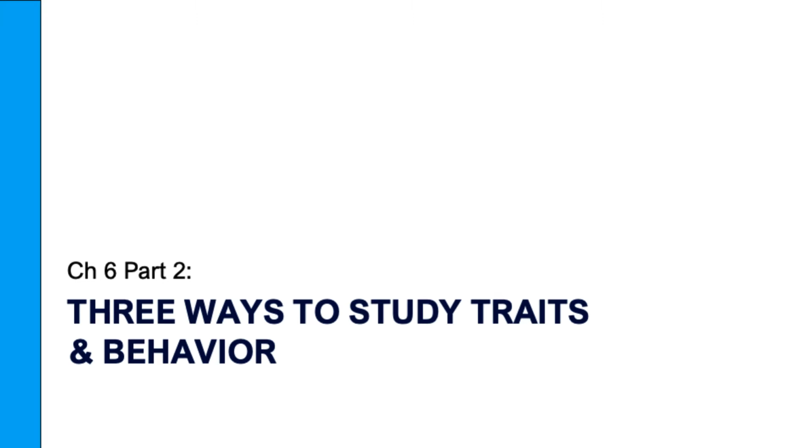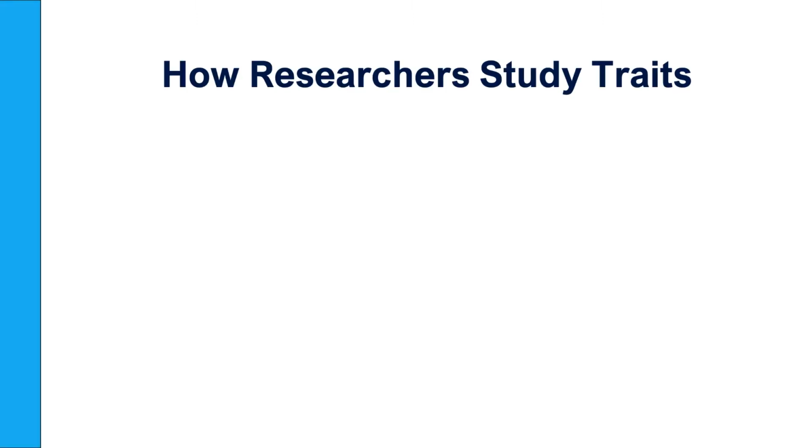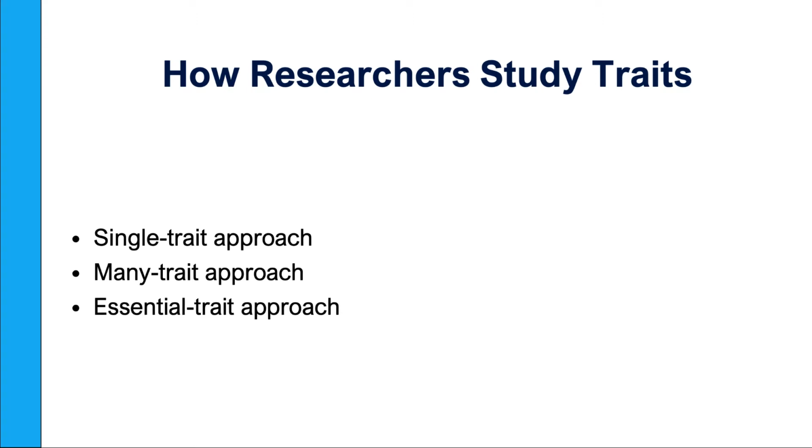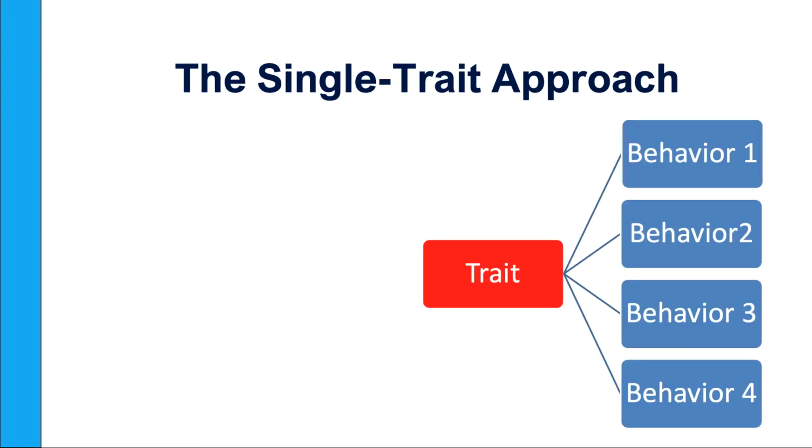I'm back to talk about some of the research methods that are used to associate personality traits and behavior. There are several ways that researchers study personality traits. The ones I'm going to talk about are the single trait approach, the many trait approach, and the essential trait approach. The first one is the single trait approach, and this is really straightforward.